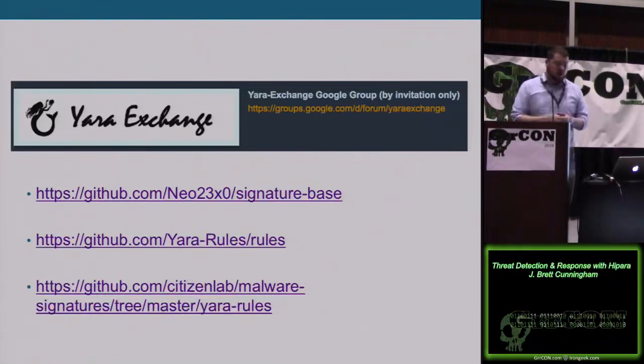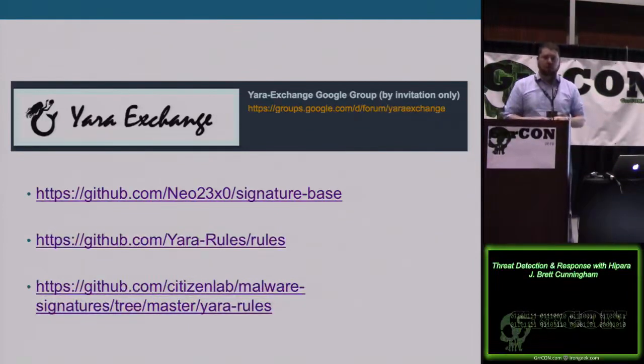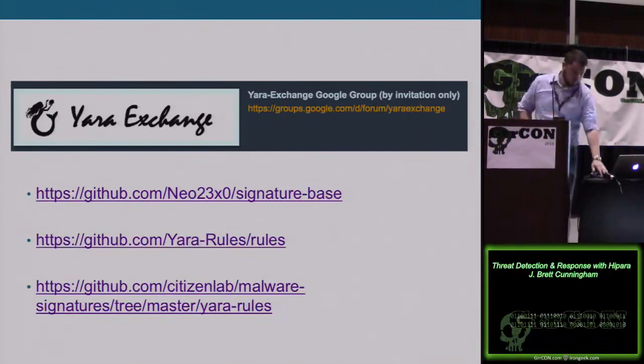You'll get in. And then there's a couple Git repos where there's absolutely hundreds, and I think the second one has over 1,000 Yara signatures, and it's updated on a pretty frequent basis. I'll make sure that with the GRRCON staff that these links are on the website so that you can follow up with them afterwards.